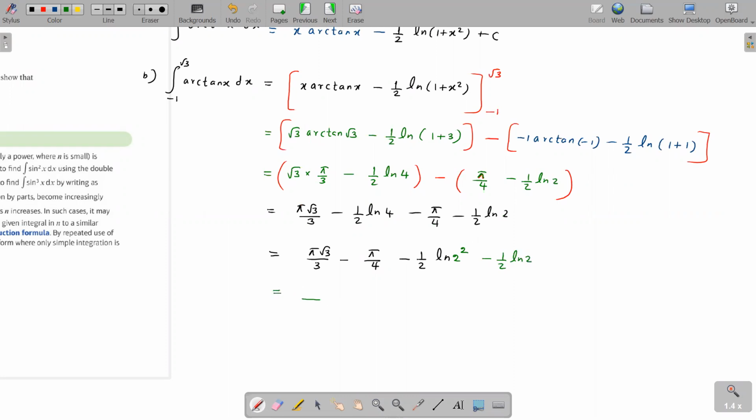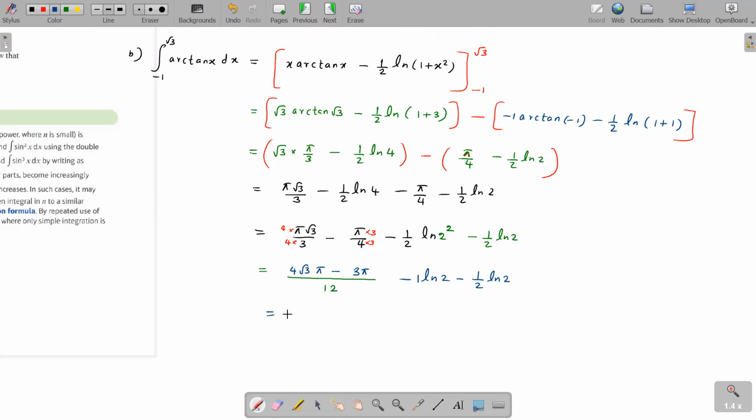Take the common denominator, 3 and 4 common denominator is 12. Do you agree? So this guy multiplies with 4. This guy multiplies with 3. So I get here 4√3 pi minus 3 pi. Is that okay? Here minus the 2 comes in front, right? Half and 2 multiplies to give you minus ln 2 minus half ln 2. So minus 1 ln 2 minus half ln 2, you can add. How much do we get? Did I do any mistake?